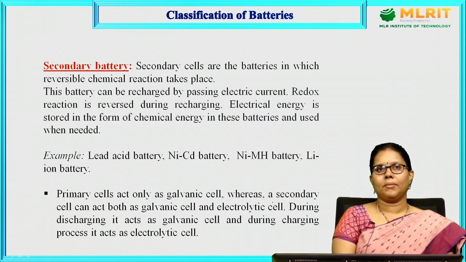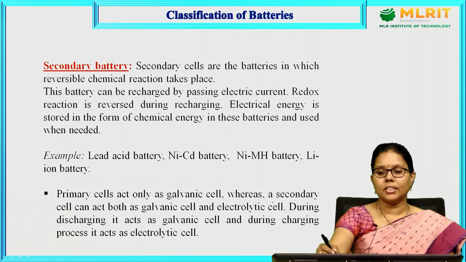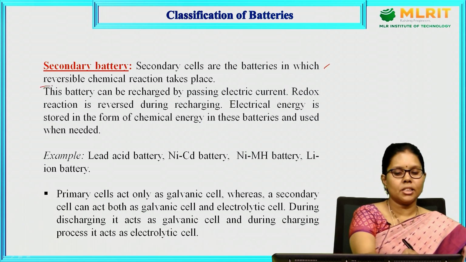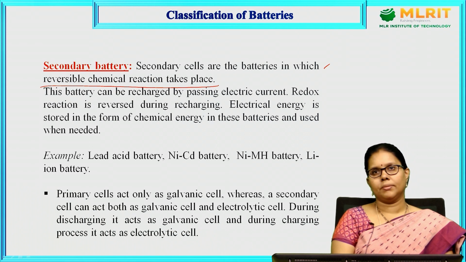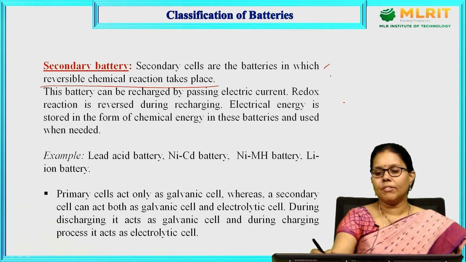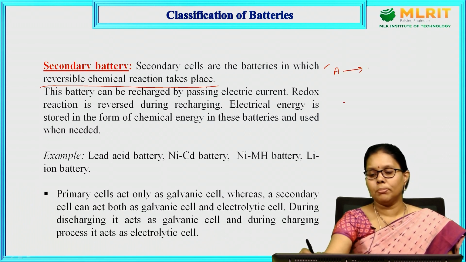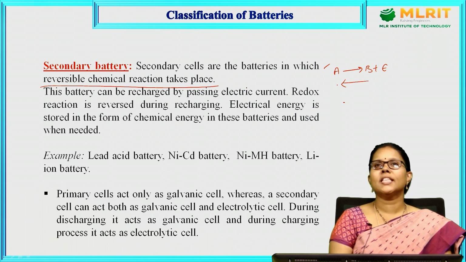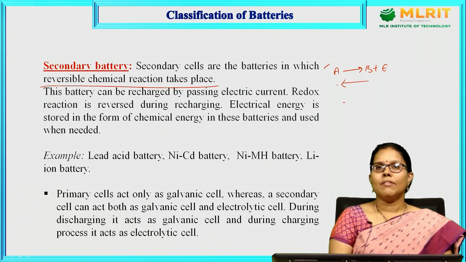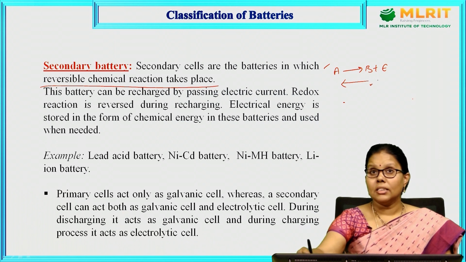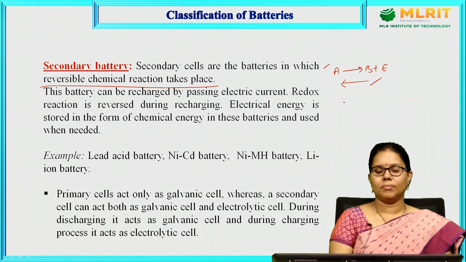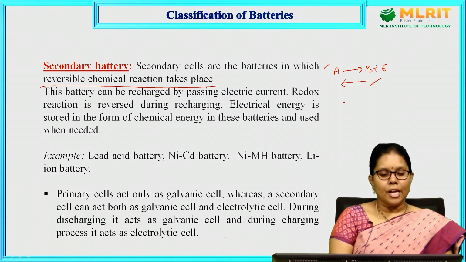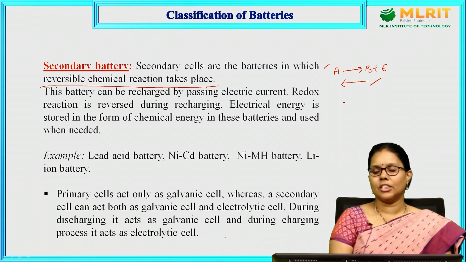Secondary battery. Secondary cells are the batteries in which a reversible reaction is possible. If A gives B plus energy, again B plus energy gives A. The reverse reaction is possible in secondary batteries, so charging is possible. These batteries can be recharged by passing electric current. The redox reaction is reversed during the recharging.